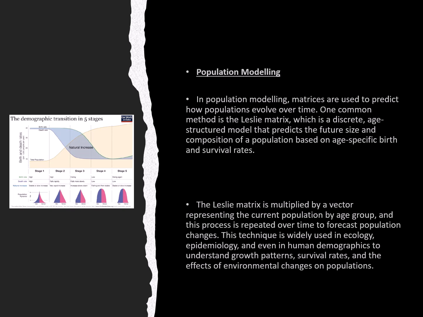Matrices are also used in population modeling. A good example is the Leslie matrix, which helps to predict changes in population based on birth and survival rates across age groups. By repeatedly multiplying this matrix with a population vector, we can forecast future population trends. This is useful in ecology, public health, and demography.